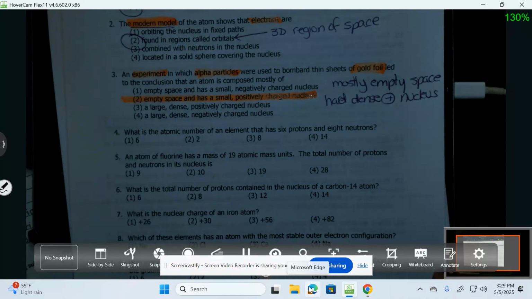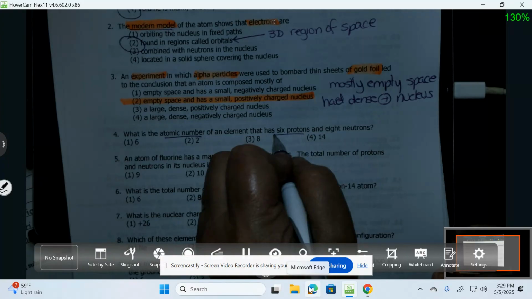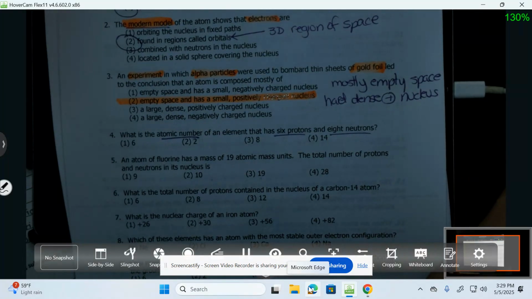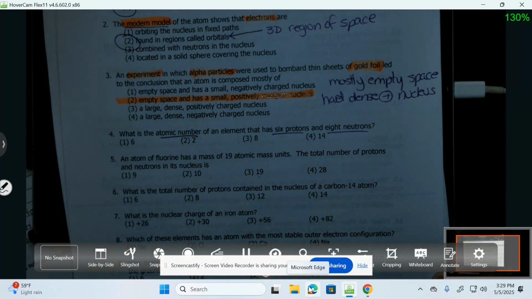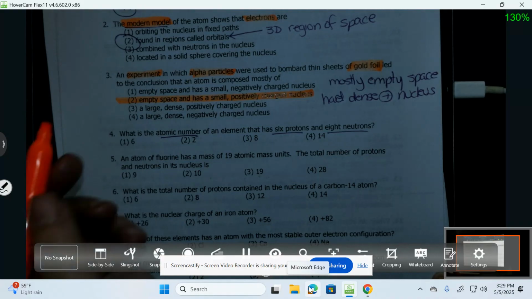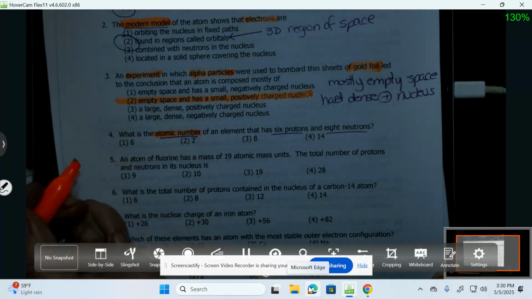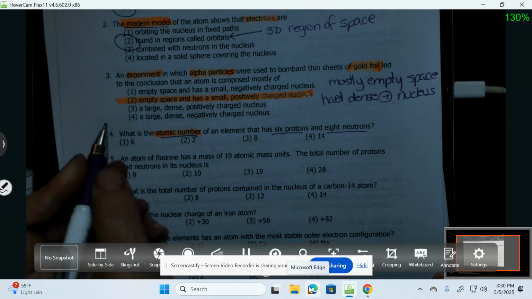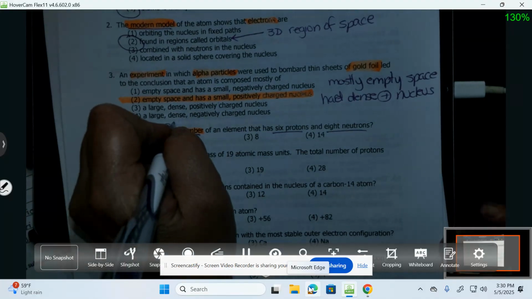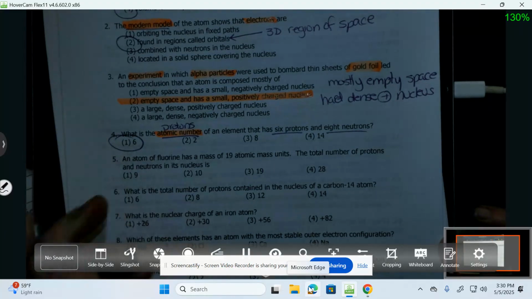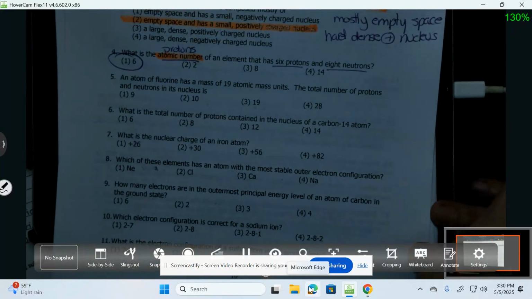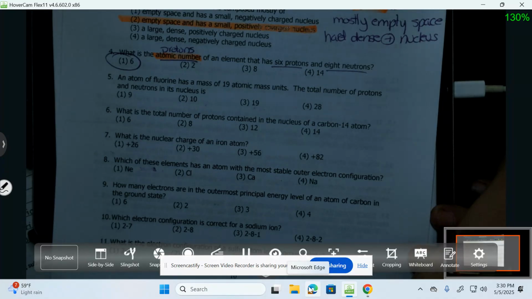All right. What's the atomic number that has 6 protons and 8 neutrons? What's the atomic number equal to? Atomic number is the same as protons. So it's 6. If they had asked for the mass number, then it would be what? 14. Mass is protons plus neutrons. Atomic number is just protons.